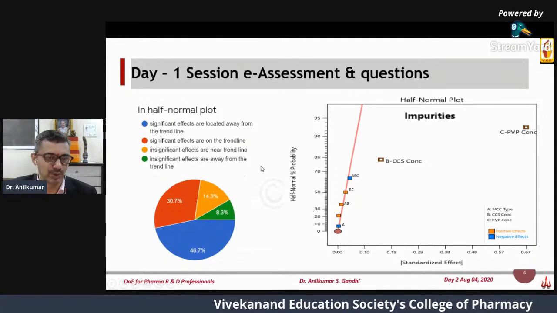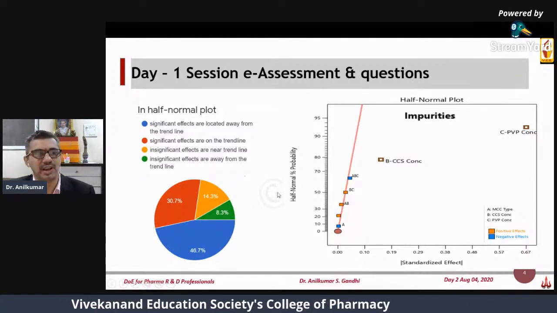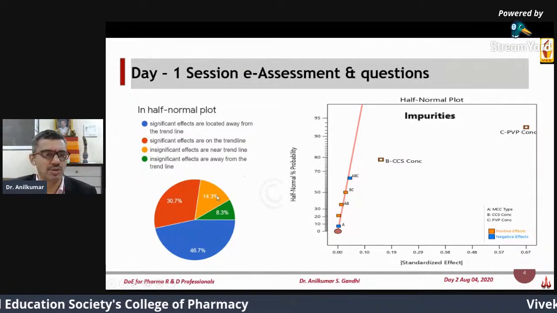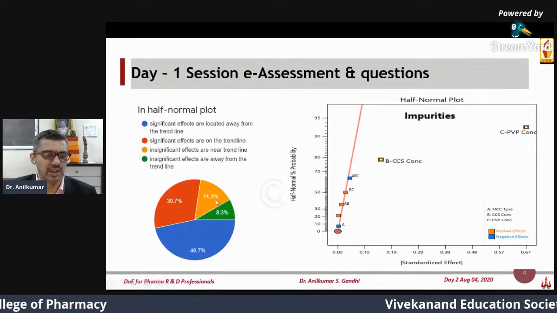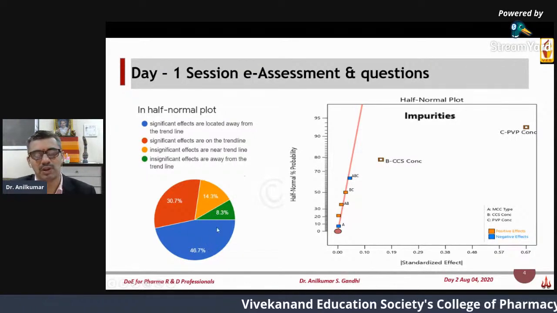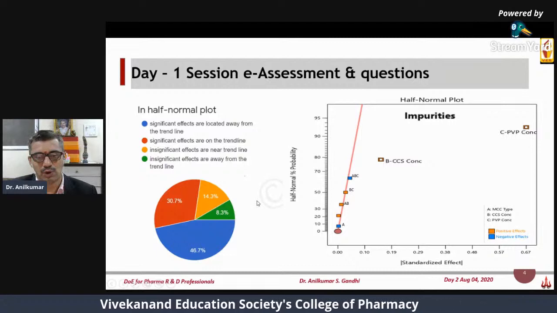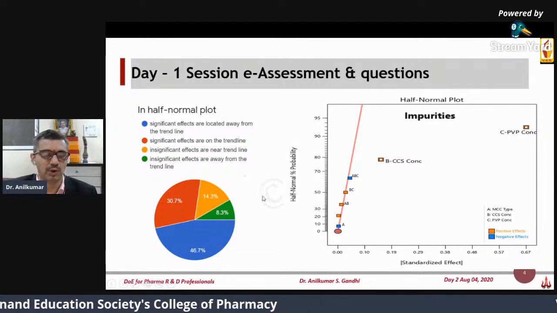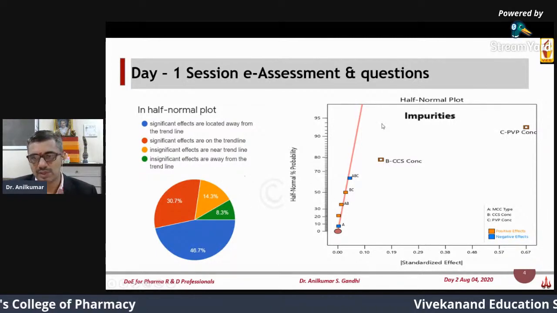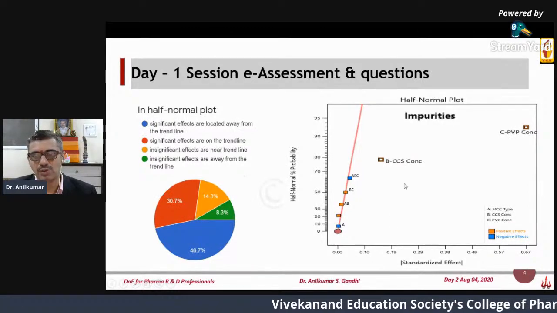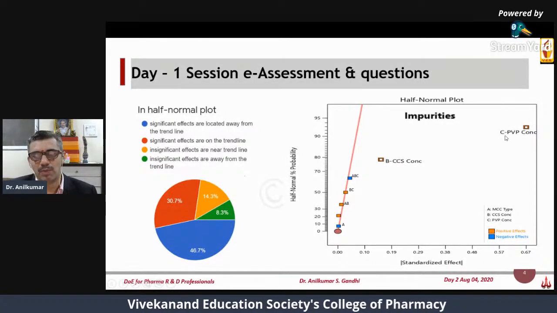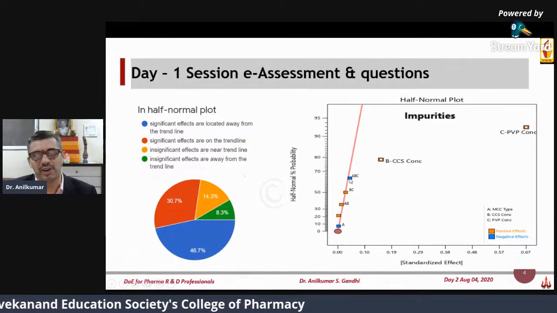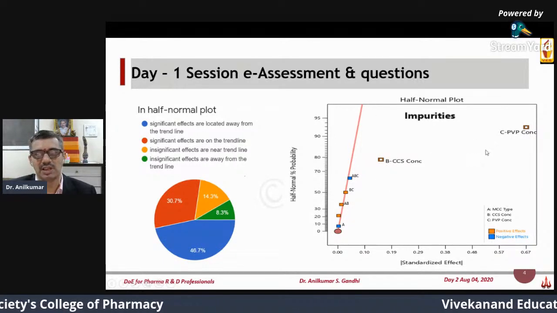And that's where I see 30% have got it, rather I should say 14% and 46% of this have got them correct. Now let's go to first the chart again and then we'll go back to the options. When you see half normal plots, as you see here, the effects which are away from the trend line are the ones which are significant effects.